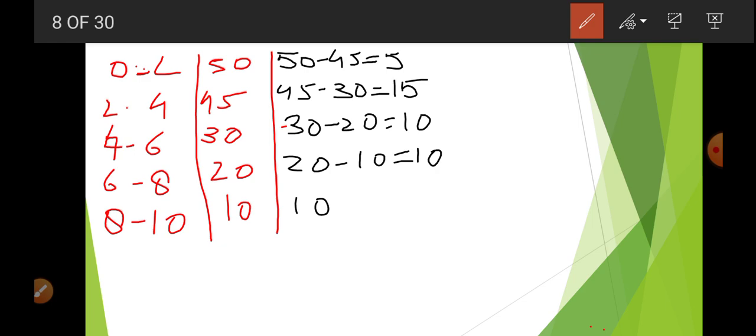Then for the next one, there is nothing given, so we consider 0. So 10 minus 0 is equal to 10. So this is your frequency. This is your frequency. Now we are going to calculate cumulative frequency.